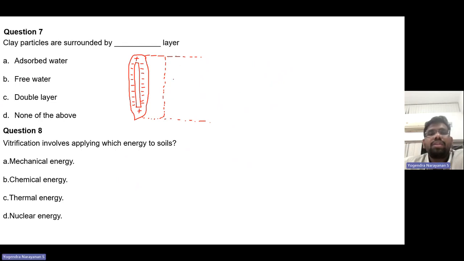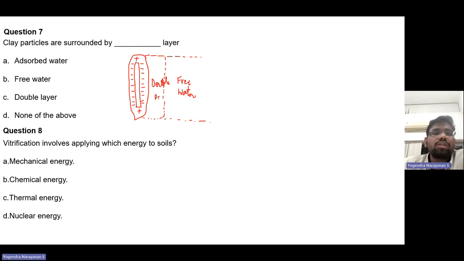The third layer will be free from the electrostatic forces, that is, the electric field created by the surface charges present on clay particles. Hence, we denote it as free water or gravity water, which is allowed to flow through the pores. And second will be the double layer.